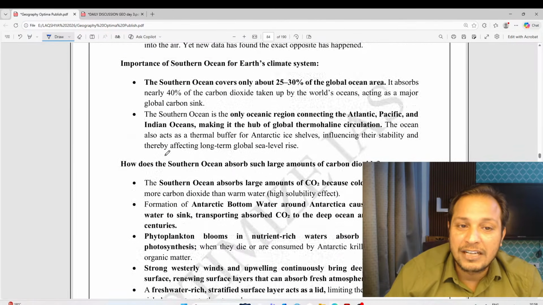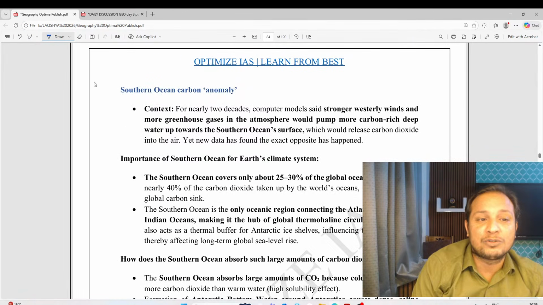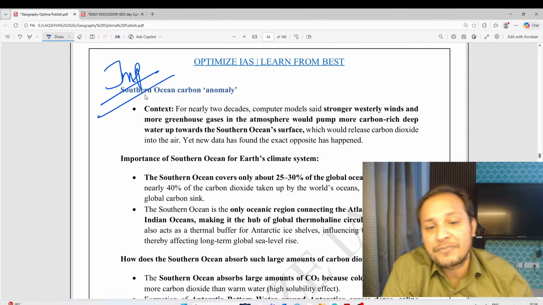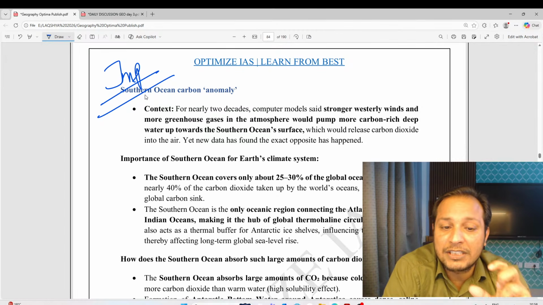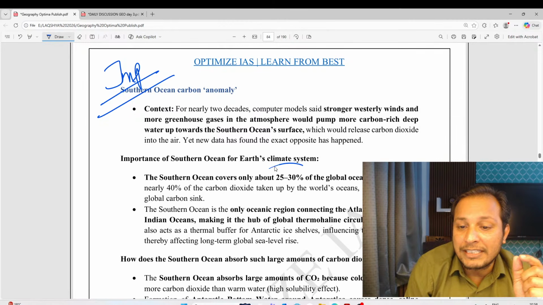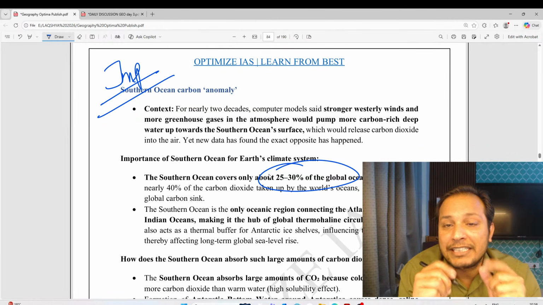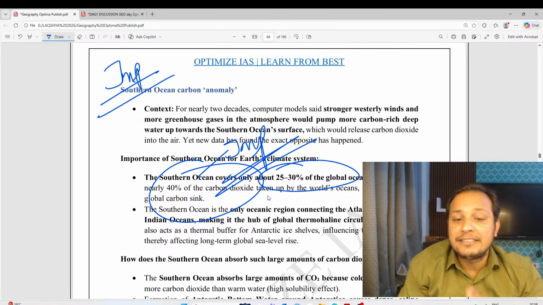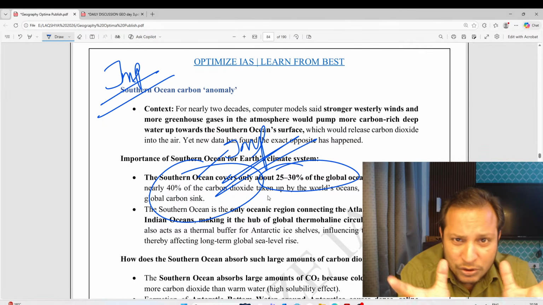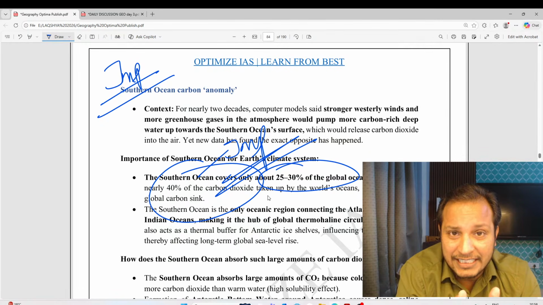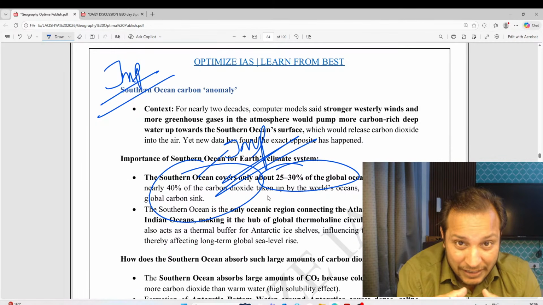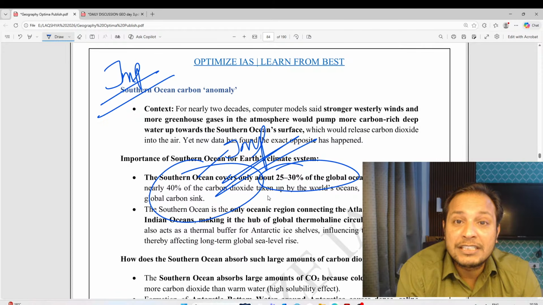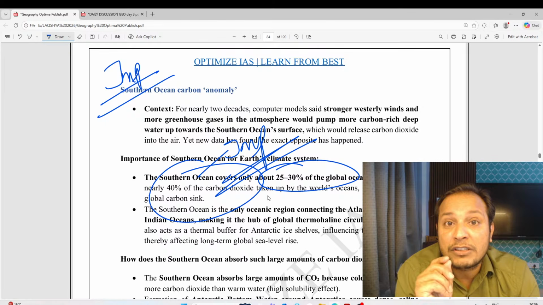Last topic, guys, Southern Ocean is very important. Southern Ocean is important for what? Although it covers only about 20% of the global ocean area, it absorbs 40% of the carbon dioxide. This is the importance of Southern Ocean. All the oceans are connected, and Southern Ocean plays a very important role in the entire ocean.